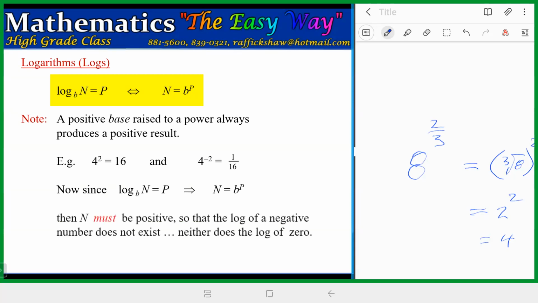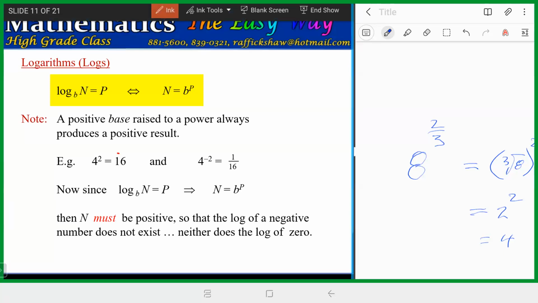This is it. The n must be positive. What we're saying here is that the n must be positive, right? In both cases, this is the n, that is the n. And the positive.